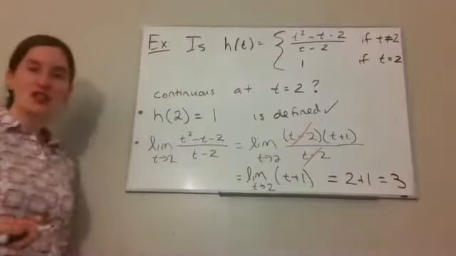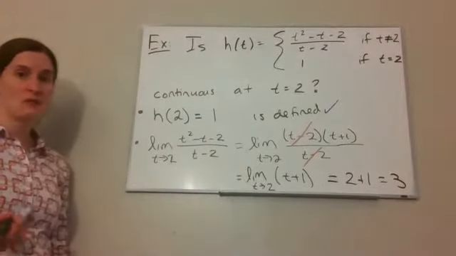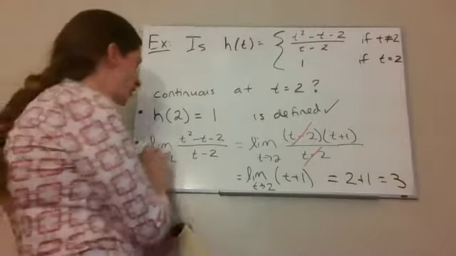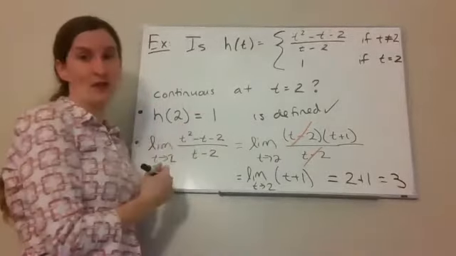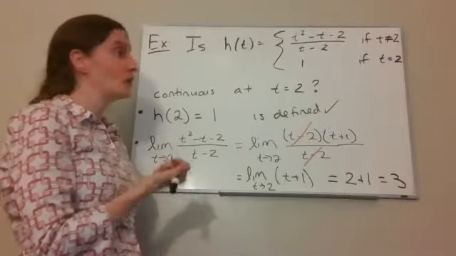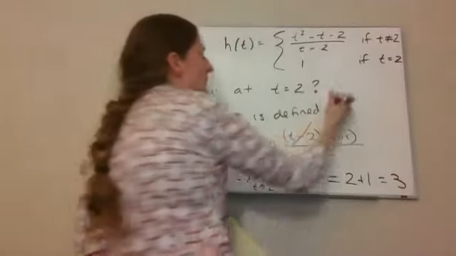So is my function continuous at t equals 2? No, it's not. Because when I took the limit as t approaches 2, I got 3, but my actual function value is 1. They don't agree, so it's not continuous.